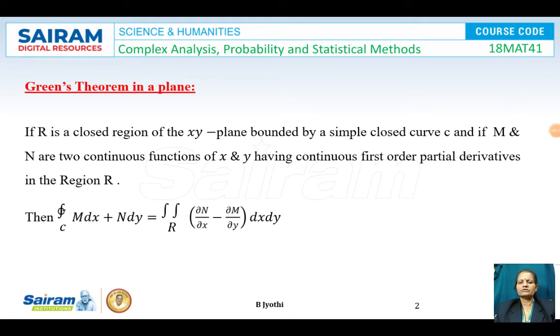Green's theorem. Before going to Cauchy's theorem, let me explain what Green's theorem is. Green's theorem in a plane says: if R is a closed region of the xy plane bounded by a simple closed curve C, and if m and n are two continuous functions of x and y having continuous first order partial derivatives in the region R, then the integral along C of m dx plus n dy is equal to the double integral over the region of dou n by dou x minus dou m by dou y into dx dy. This is Green's theorem in the plane.